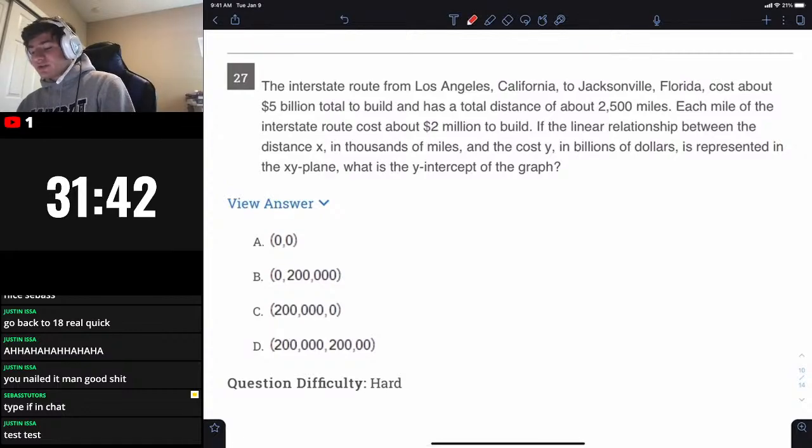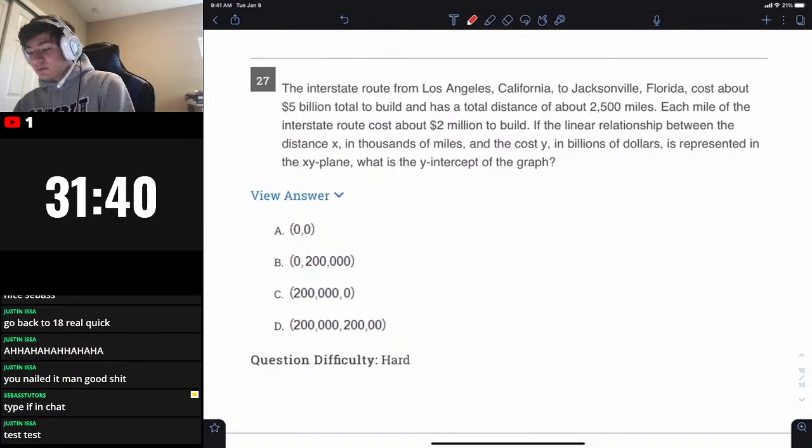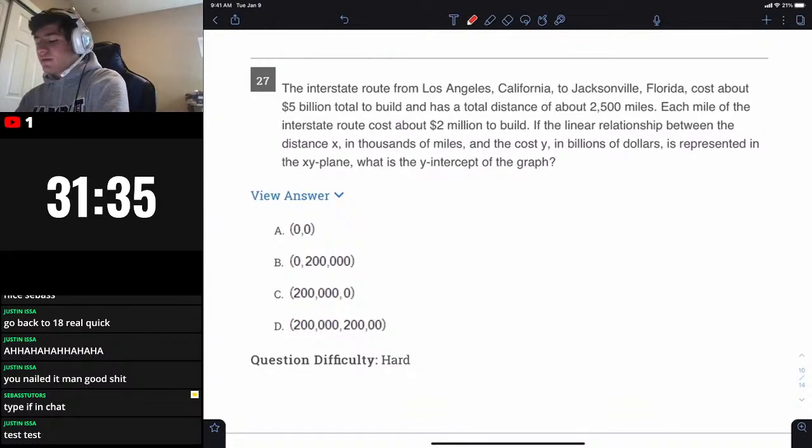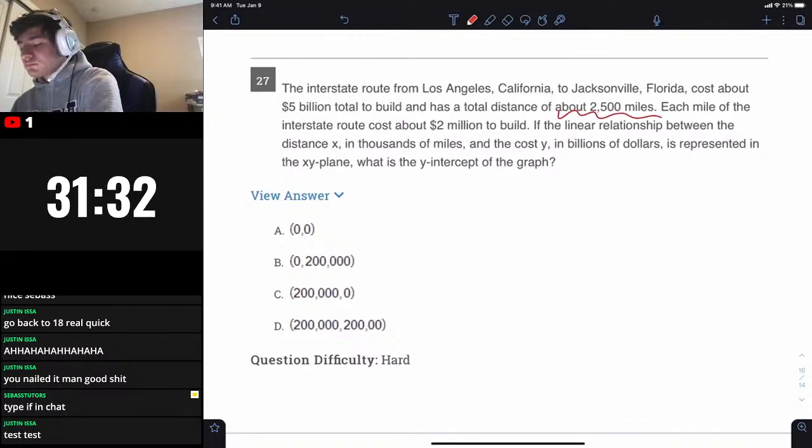Okay, the interstate route from Los Angeles, California to Jacksonville, Florida cost about $5 billion total to build, and has a total distance of about that many miles. Each mile of the interstate route costs about $2 million. If the linear relationship between the distance and the cost is represented in the xy plane, what is the y-intercept? Distance and cost. What is the y-intercept of the graph?